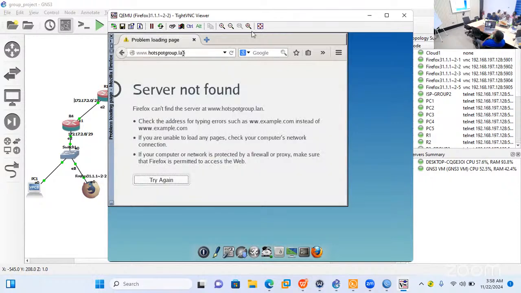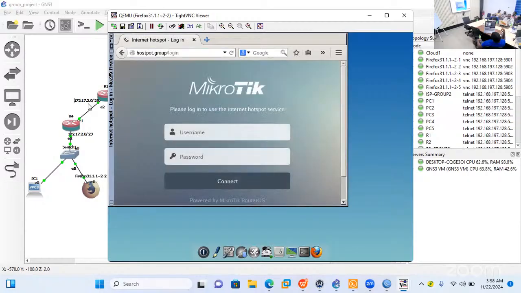Jesus. It's not working now. It was working before. Okay, what's the IP address of the router? Hold on. What's the IP address of the router? 172.17.2.9. Okay.